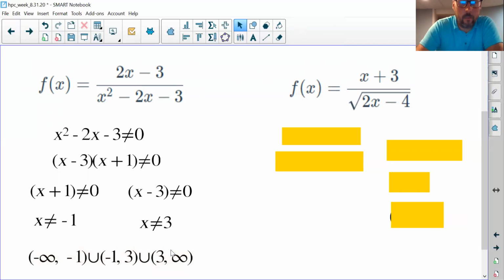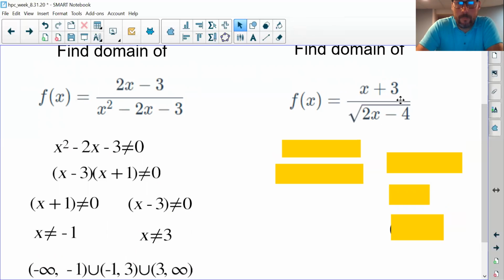It splits up the real number line into 3 intervals: everything less than -1, everything between -1 and 3, and then everything bigger than 3. This one, you're dividing again. So radical 2x minus 4 cannot equal 0 because you can't divide by 0. But it's also a radical. So that brings up the second rule.